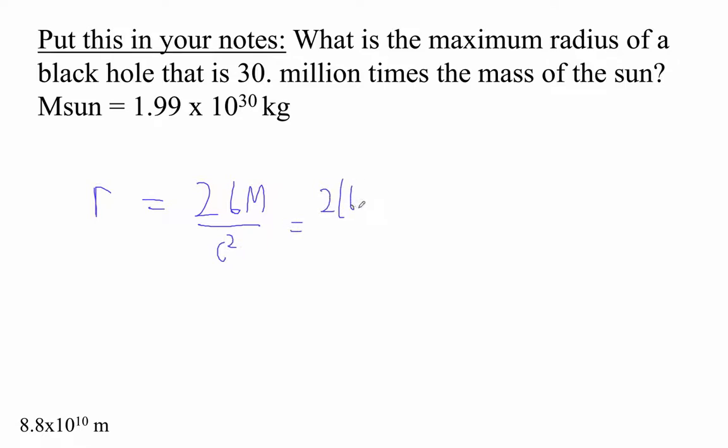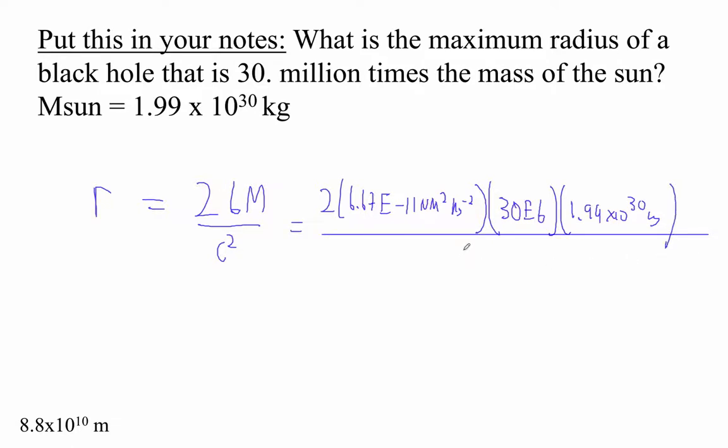So we're going to go 2 times 6.67 e minus 11 newton meters squared. And then the mass here is 30 million, so 30 e6, 30 million solar masses, so 1.99 times 10 to the 30th kilograms. And then we're going to divide by the speed of light squared, so 3.00 times 10 to the 8th, and let's square that, in meters per second. Hopefully this will end up with radius. All right, so 2 times 6.67 e minus 11 times 30 e6 times 1.99 e30 divided by 3e8 squared.